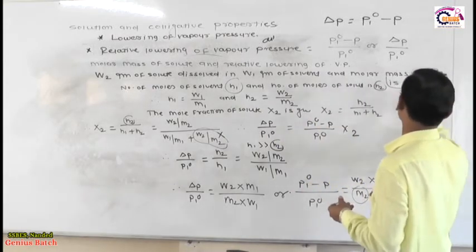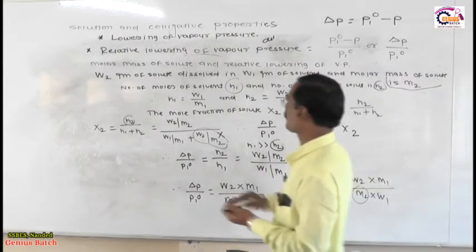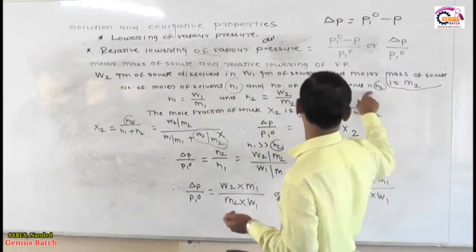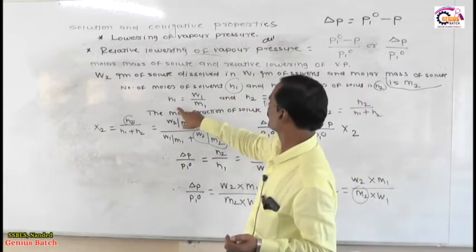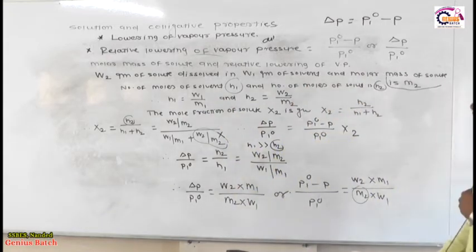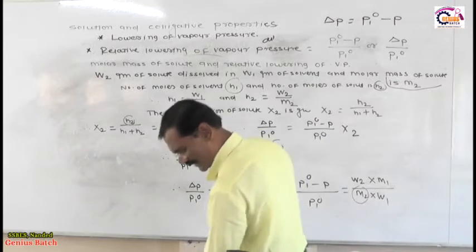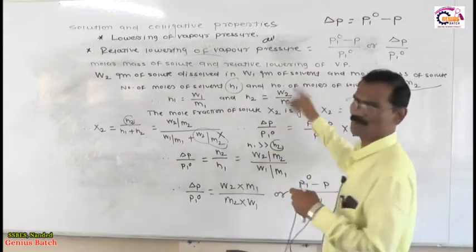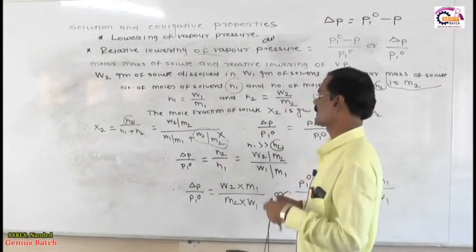Molar mass of solute is what? M2. Okay. The number of moles of solvent N1 and the number of moles of solute N2 are given by the equations: N1 is equal to W1 by M1, the weight of solvent divided by molar mass of solvent, and N2 is equal to W2 by M2, again the weight of solute divided by molar mass of solute.